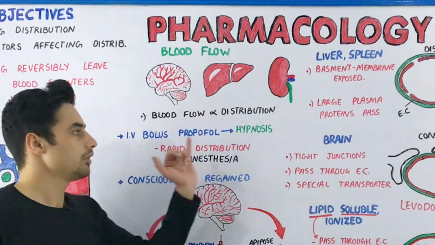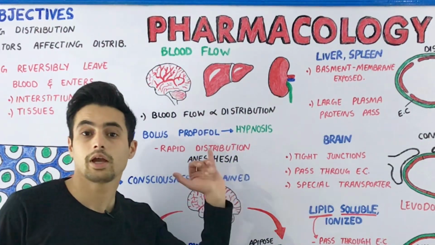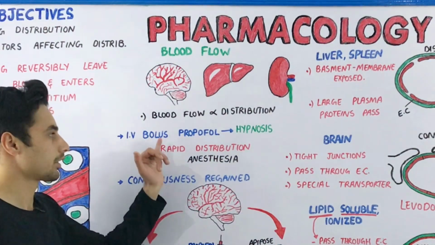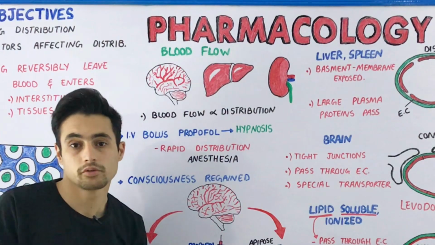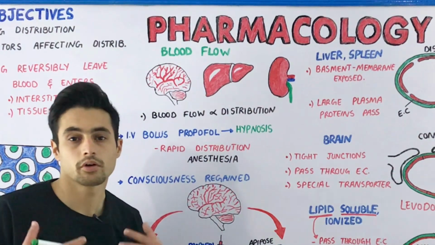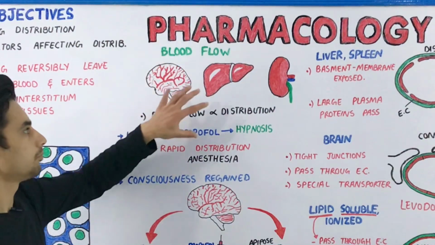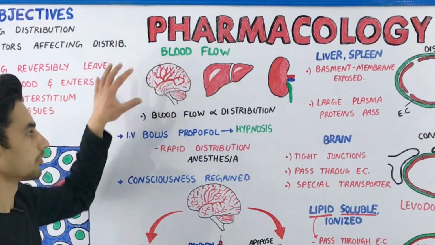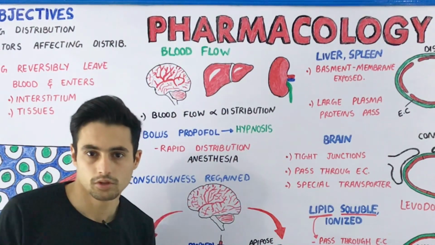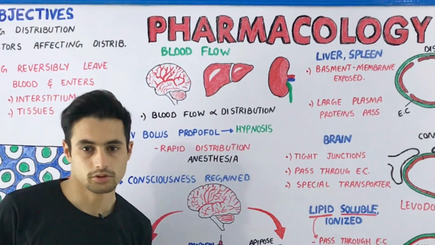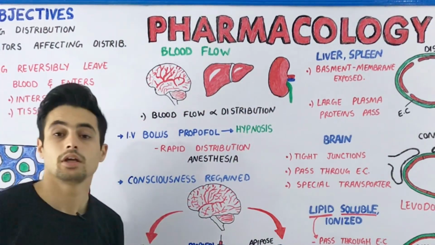Now, you induce hypnosis or anesthesia in a patient by injecting propofol. It's a drug. You inject it through an IV bolus in order to induce hypnosis or anesthesia in a patient. Due to the greater amount of blood flow to your central nervous system, the propofol will be rapidly distributed into your central nervous system. But after some time, the consciousness is regained.